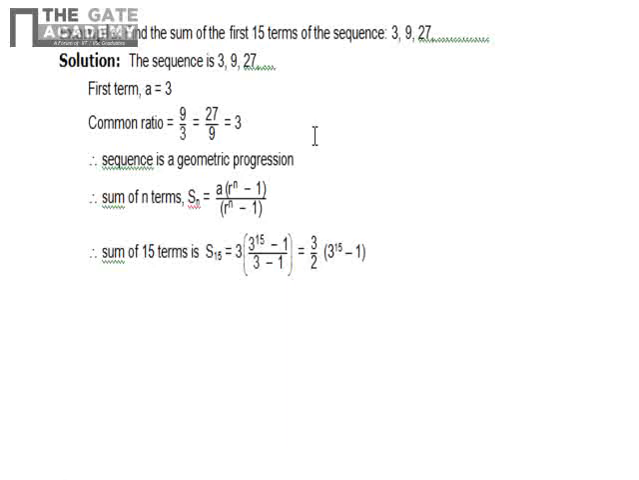So the sum of n terms Sn is equal to A(r raised to n minus 1) upon r minus 1. Sorry, the denominator is not r raised to n, it's r minus 1. And why have we used this formula? Because the common ratio is greater than 1. Now just put the values and you'll get the answer, the sum of the first 15 terms.